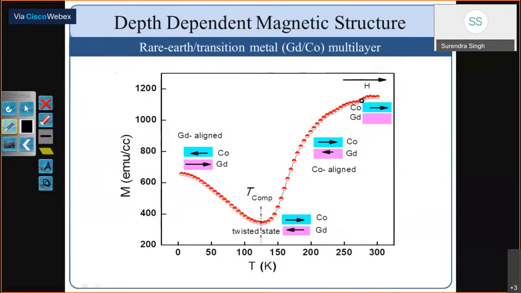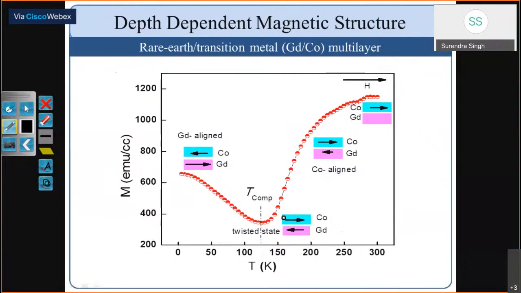So what happens when Gd develops ferromagnetism? The ferromagnetism of the Gd layer is opposite to the cobalt layer in this region. So we say cobalt island, because cobalt is still along the field direction. So this state is called cobalt island. When we further decrease the temperature, now we get a compensation, where the total moment becomes near zero, when the cobalt moment is along one direction and the Gd moment is developing, and both are negating each other, and you have about zero magnetization.